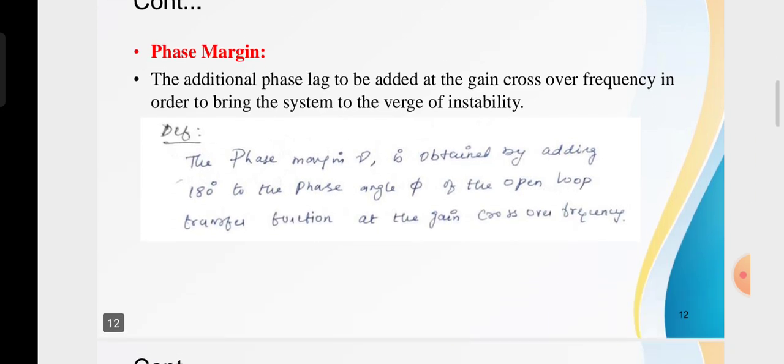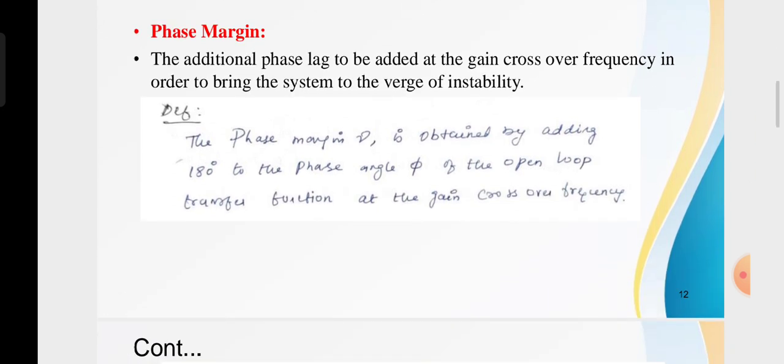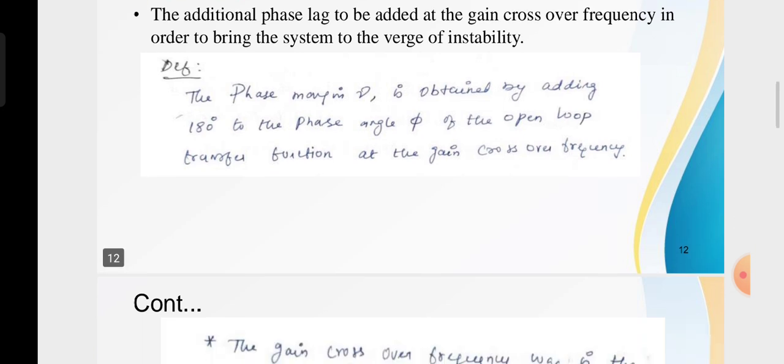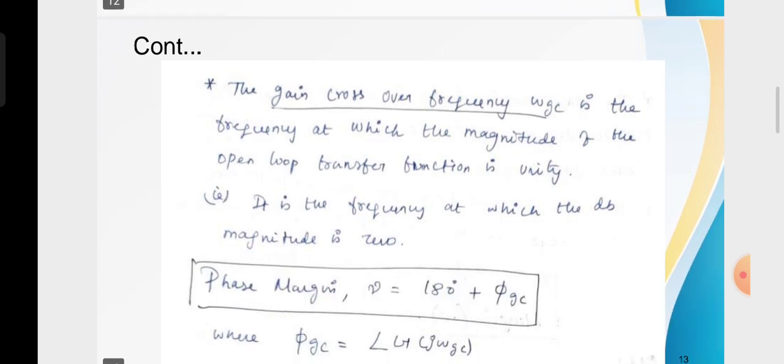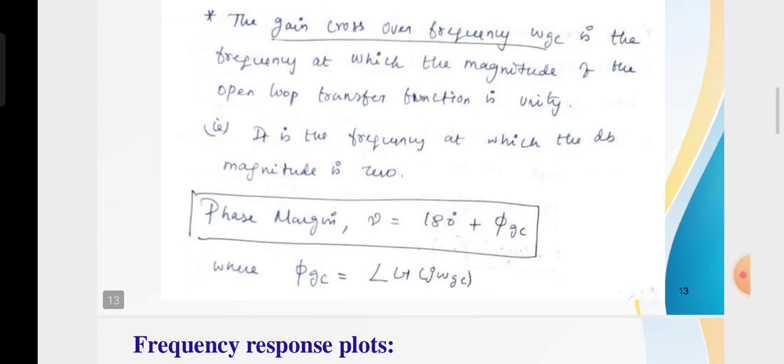And the phase margin: the additional phase lag to be added at the gain crossover frequency in order to bring the system to the verge of instability. The phase margin is obtained by adding 180 degrees to the phase angle phi of the open loop transfer function at the gain crossover frequency. Next, what is gain crossover frequency? The gain crossover frequency omega gc is the frequency at which the magnitude of the open loop transfer function is unity or 0 dB.